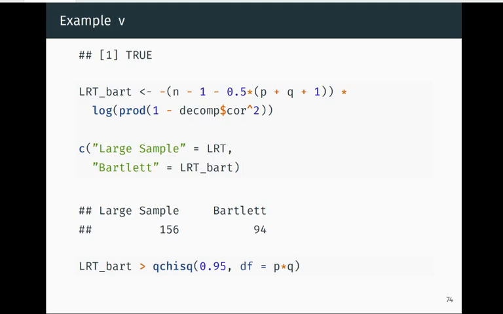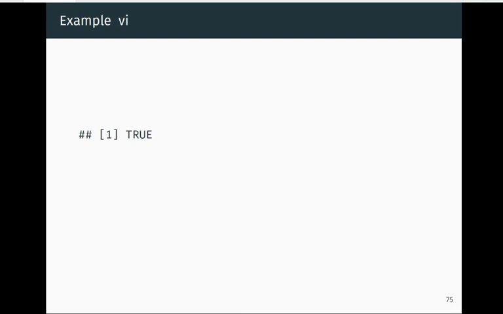Next, let's see what happens when we use the Bartlett correction. Again, the test statistic is a bit different, but the approximation to the null distribution that we use is the same. And so we can compare both test statistics to the same critical value. On the one hand, we had 156 for the first test statistic. With the Bartlett correction, this goes down to 94. But when we compare with the critical value, we still reject the null hypothesis. So it's still greater than the critical value.